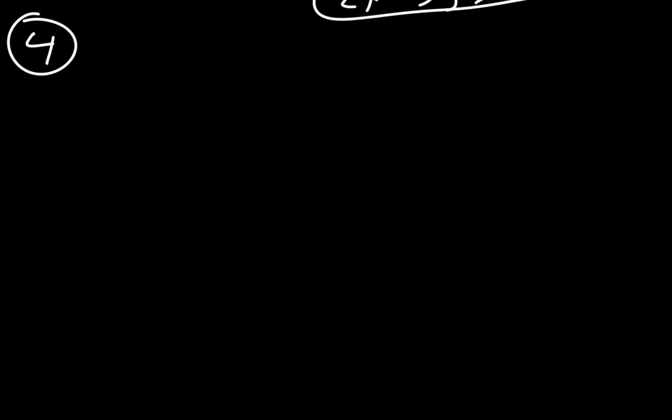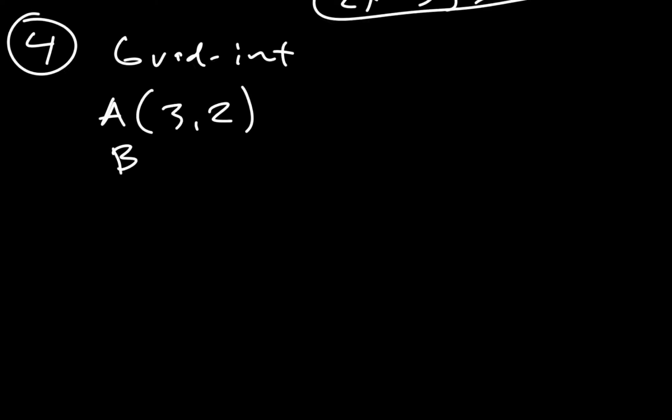The problem says: find, in gradient intercept form, the equation of the line which passes through A (3, 2) and B (5, -1). To do this, we first need to find the slope, or the gradient.